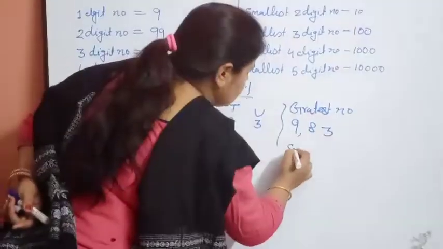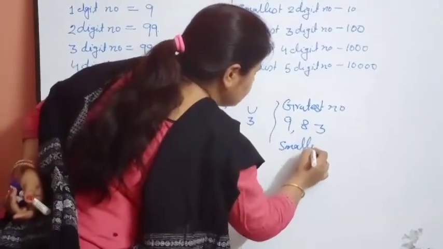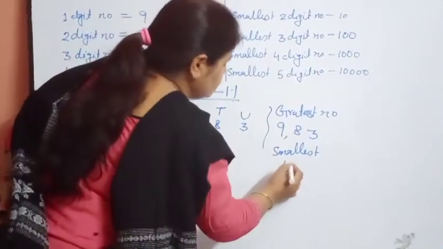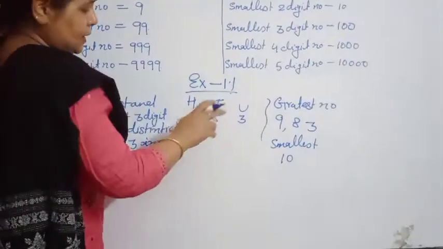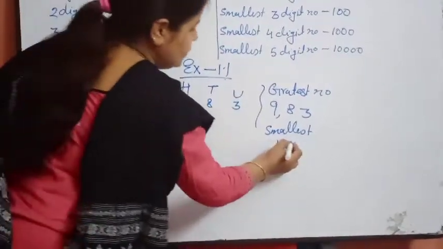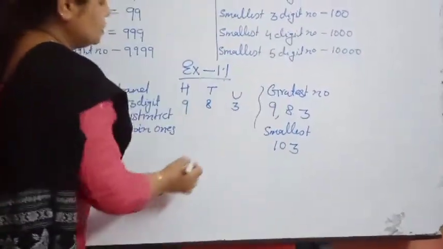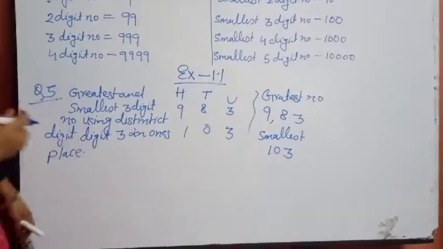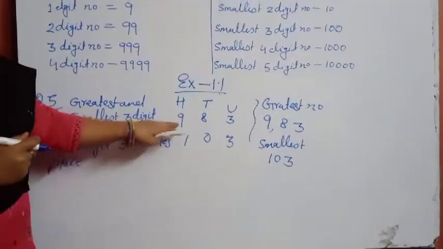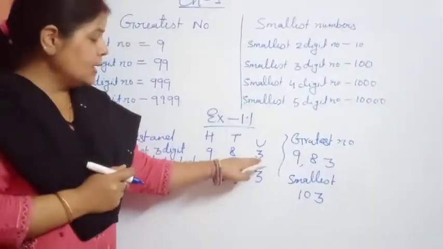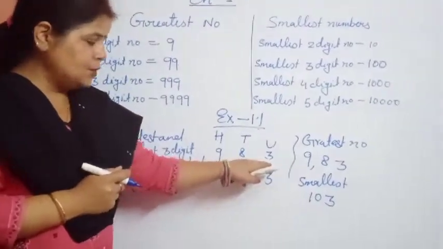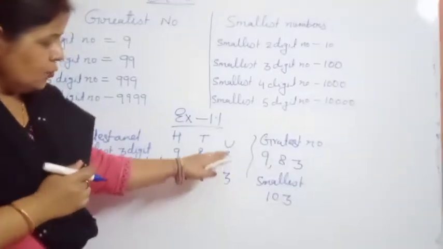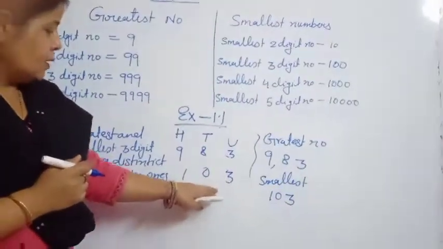For smallest, again we have to select different digits. For the smallest number, we can take 1 or 0, and we have to make a three-digit number, and unit place should be 3. It can be 103. See there, 103. You can see that in this condition we will get 983 as the greatest number, with 3 in unit place. And for smallest number we will get 103, with 3 in unit place.